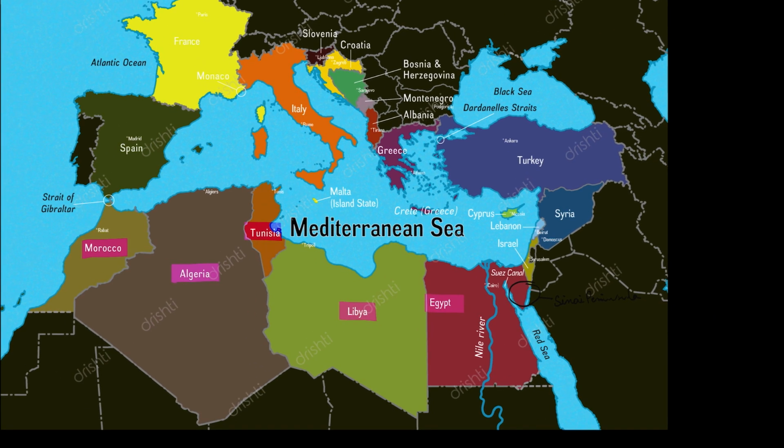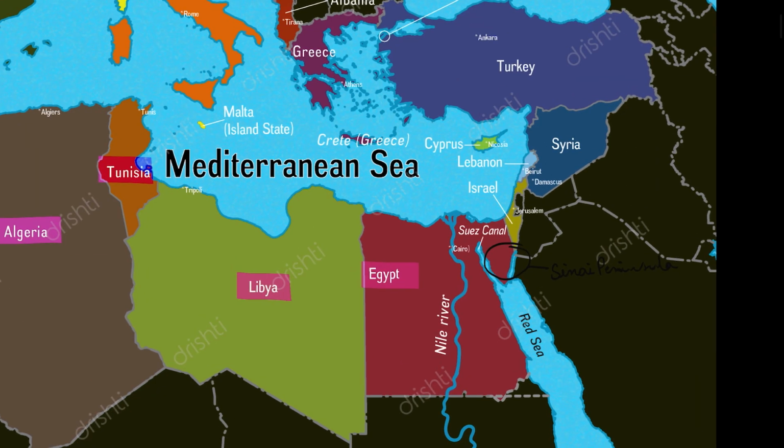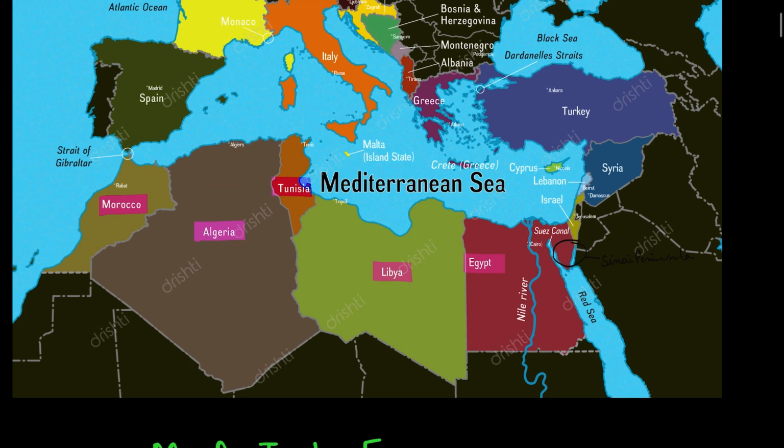So, we have earlier read about the Sinai Peninsula. This is the Sinai Peninsula connecting Africa and Asia. And this is the Suez Canal, which is an artificial canal constructed in order to shorten the trade route. So, let me know the names of the gulfs over here, which we've discussed in the previous videos.